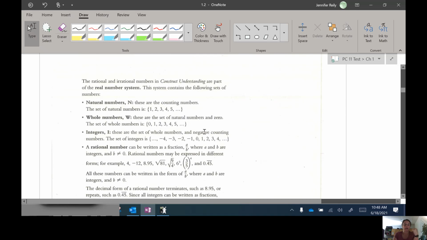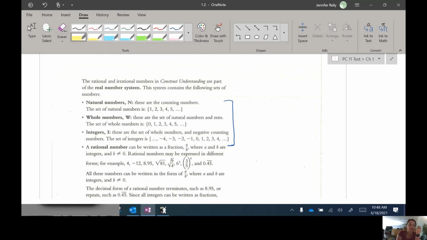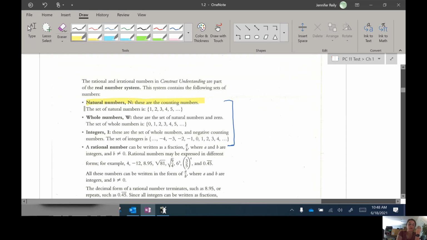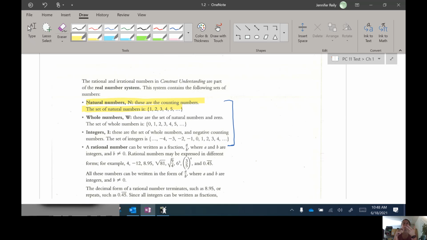Within the rational number category, there's actually 3 different special types, and they're written right here. We've got natural numbers. Natural numbers are the first numbers you learn when you're a toddler. They're the numbers you would use to count on your fingers. So 1, 2, 3, 4, 5, 6, 7, 8, 9, 10, 11, 12, 13, 14, and so on are all natural numbers. I guess we call them natural because they show up naturally.